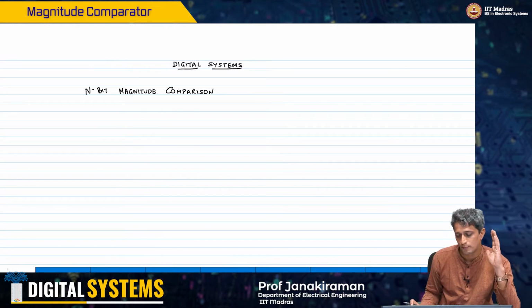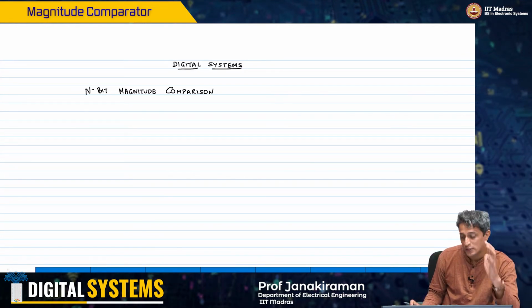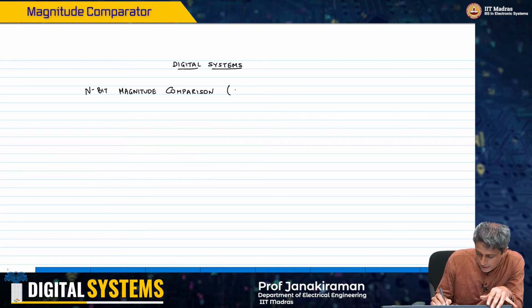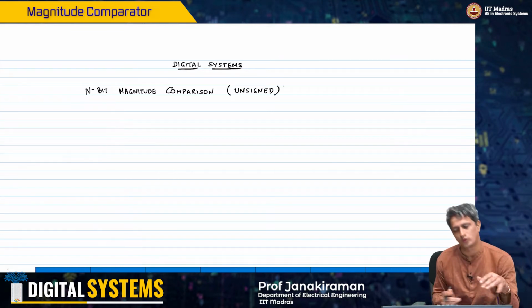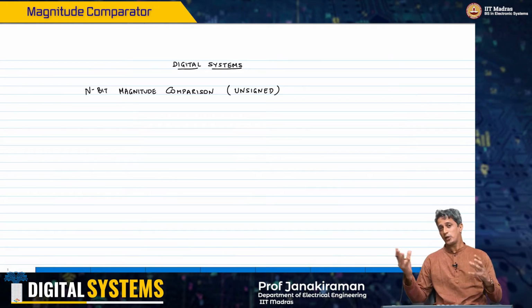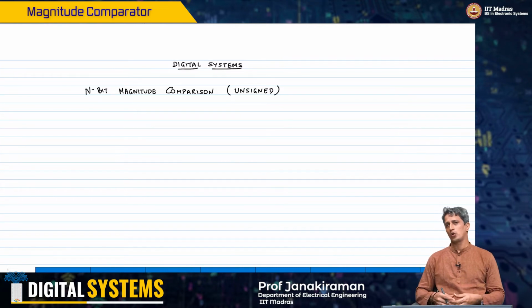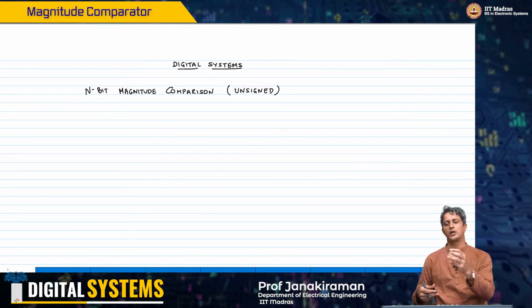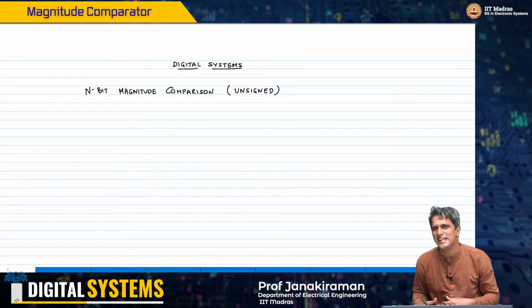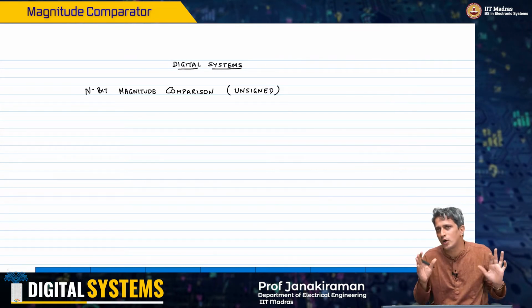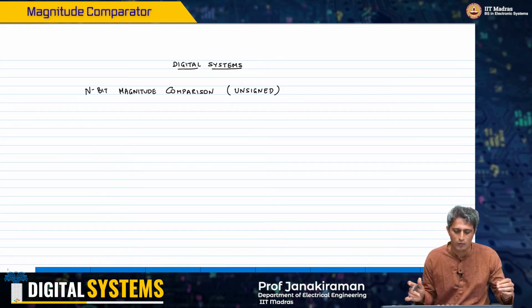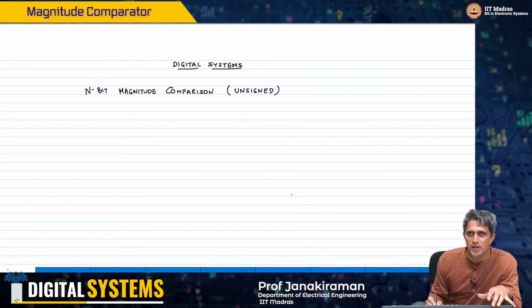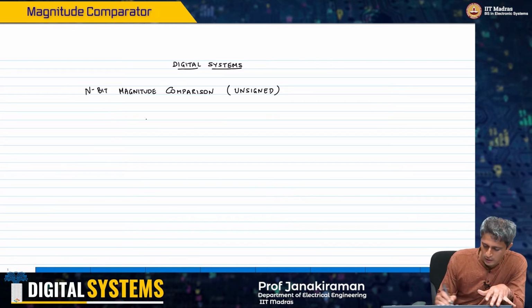Fundamentally, we are going to assume here that the numbers are unsigned. Comparing 2's complement magnitudes is going to be slightly more complex. If it's just 1's complement, it may be okay, or if it's the sign magnitude representation, it may be slightly easier. But for now, we will just focus on unsigned comparison. We have two unsigned n-bit numbers, and we want to compare the two of them.